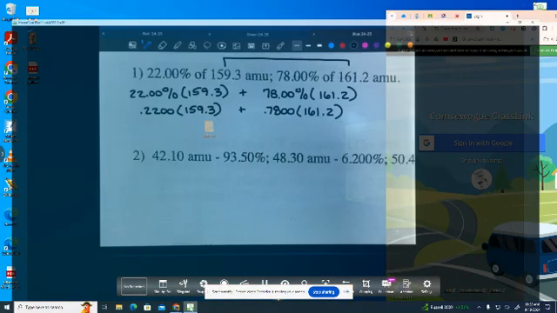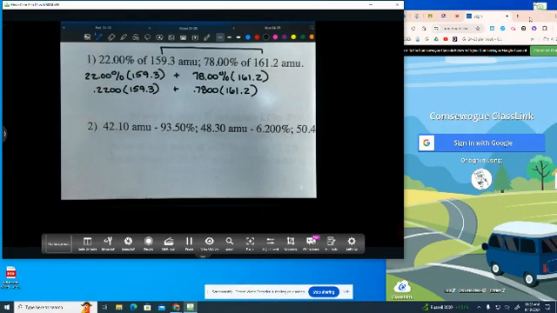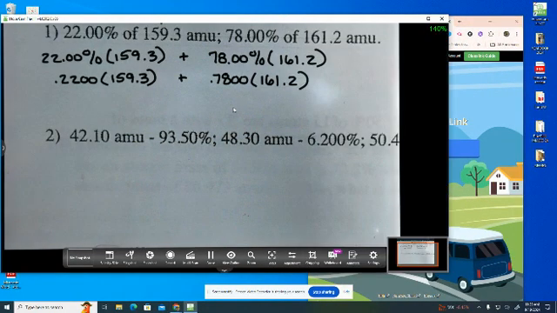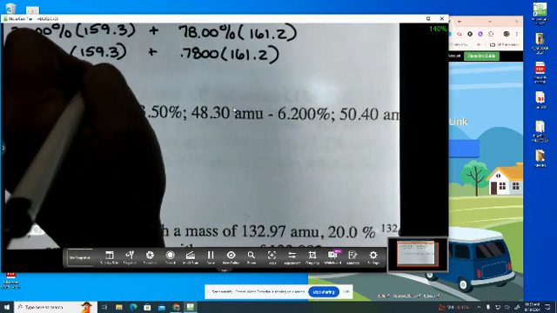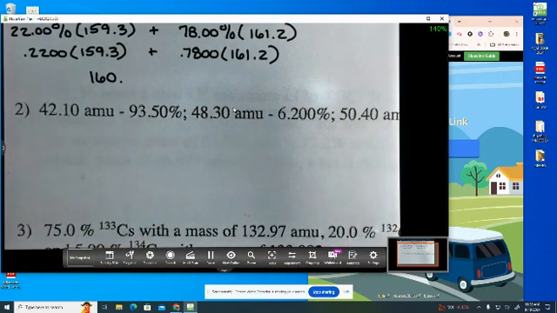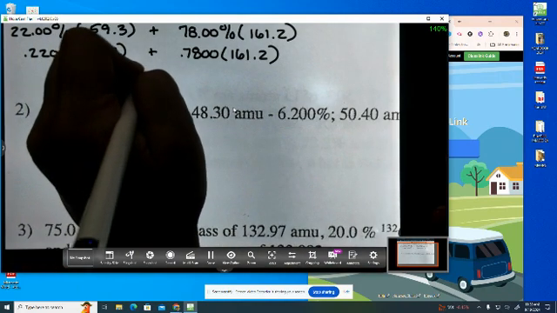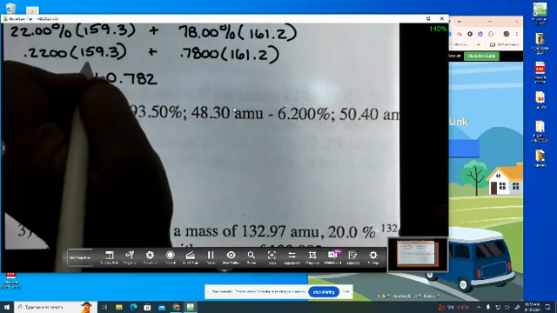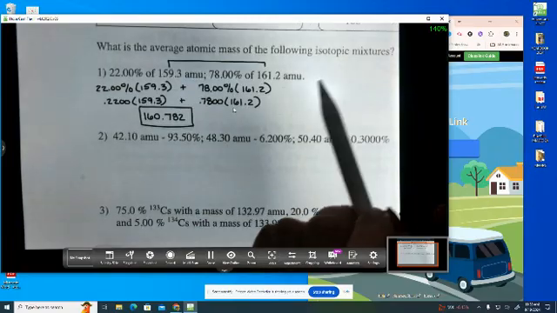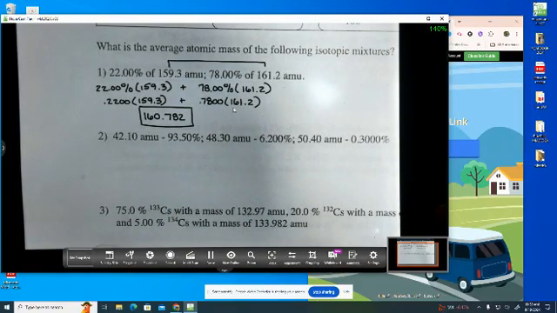Oh boy, what did I do? What number did you get? 160 point what? 782. That's what I got. Okay, that's the average. And notice how it's closer to 161 than it is to 159, because it's 0.782, which is closer to the 161.